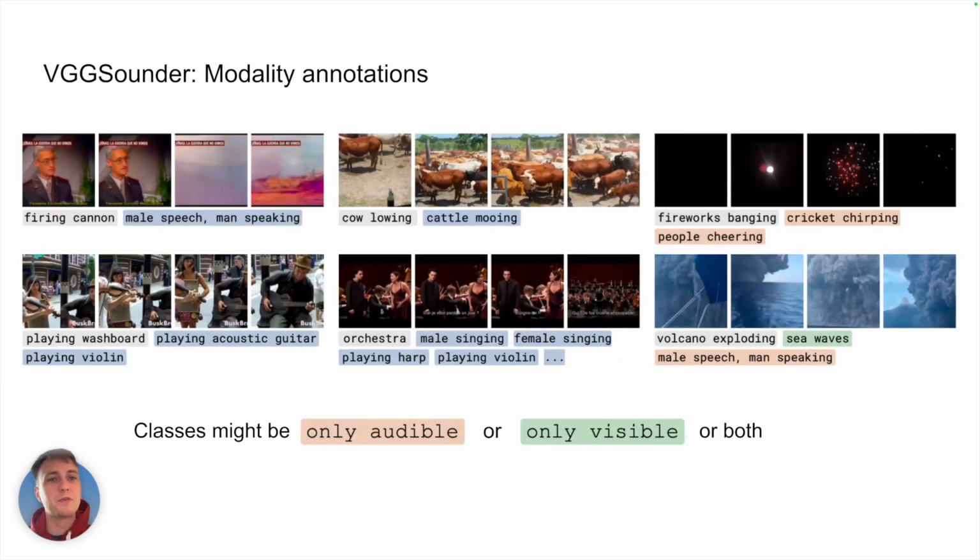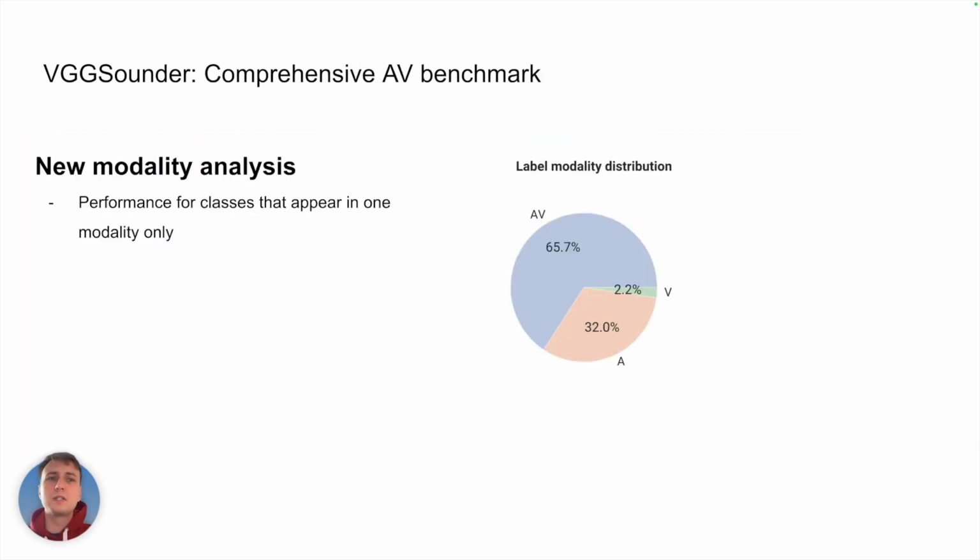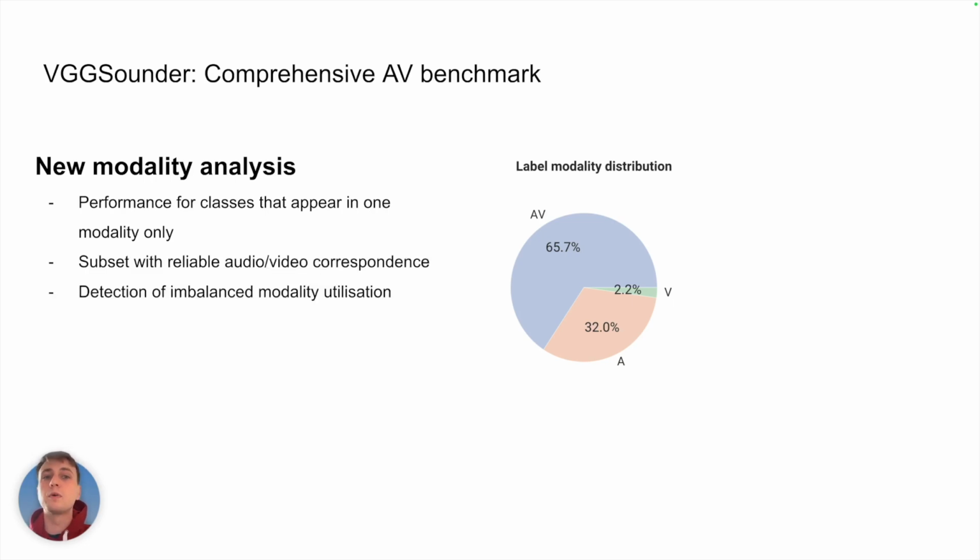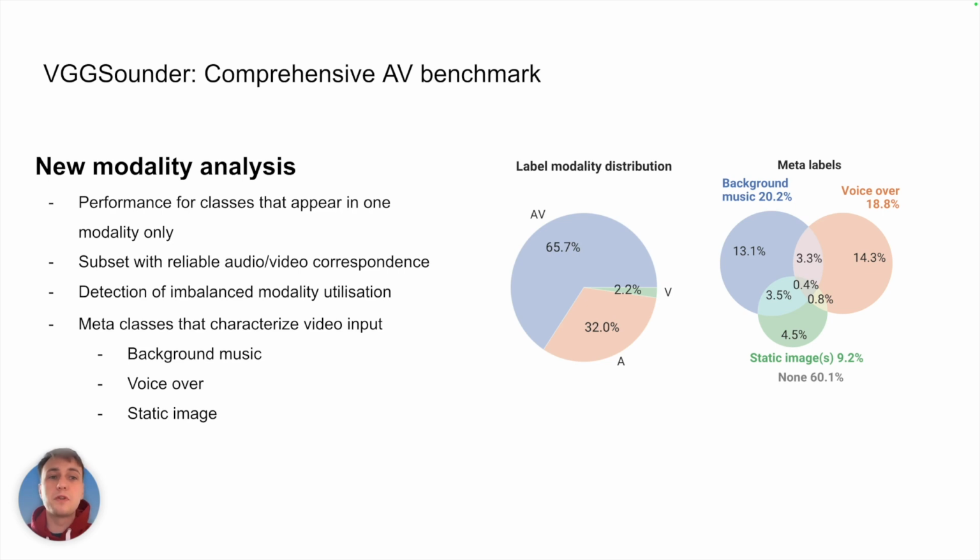Here are example samples from the VGGSounder benchmark. Each video contains multiple classes, and they might be only audible, only visible, or both. Such modality annotation opens up doors to a new analysis of multimodal models' behavior. By having such annotations, one can benchmark their model only within the classes available in one modality, for example, audio or video, or in contrast, evaluate the model only in the subsections where the audio and video correspondence is guaranteed by several human annotators. On top of that, we label 3 additional meta classes that characterize the video input: background music, voiceover, and a static image.